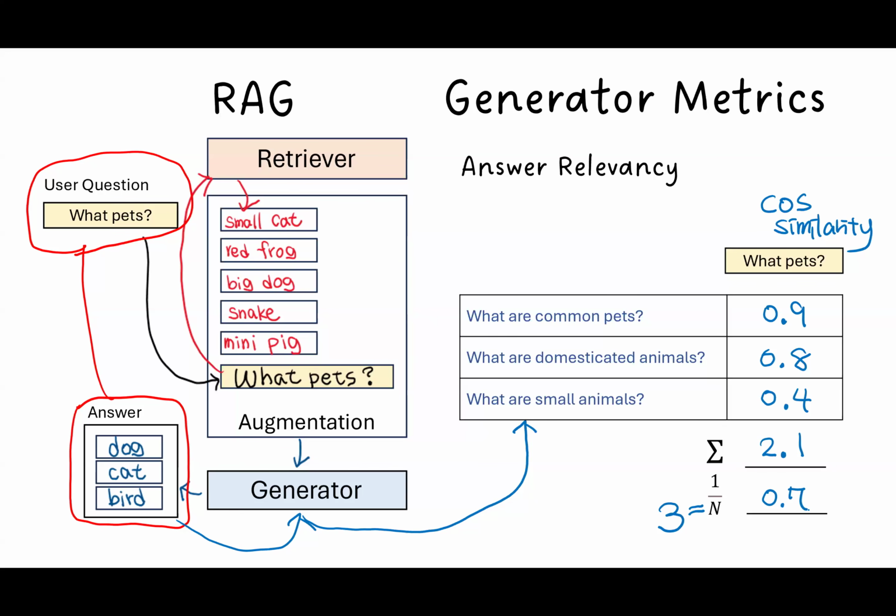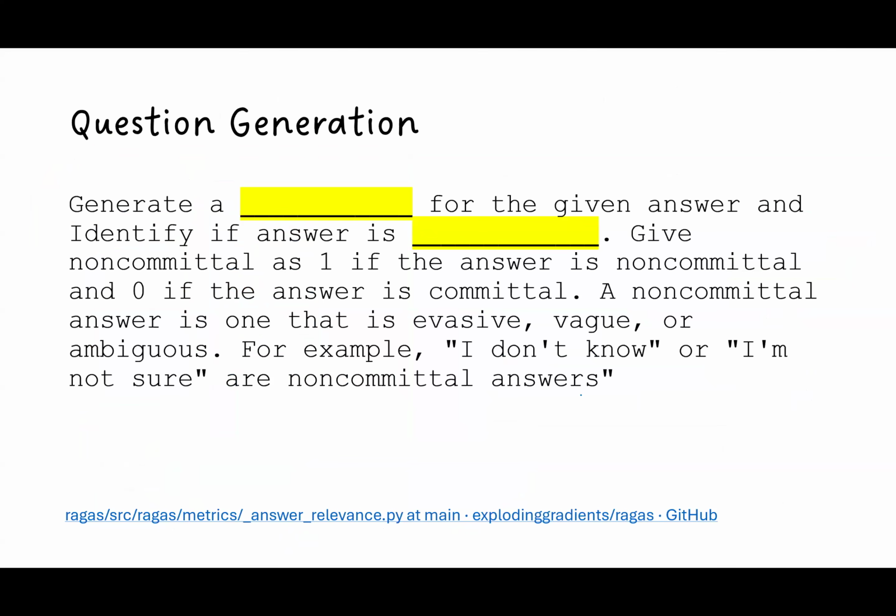It's slightly more complicated, and also indirect, but it seems to work quite well. That's how we could use reverse engineering from the generated answer to see whether that reverse-engineered question matches the original question for measuring relevancy. Now we look at how exactly that feature is implemented.